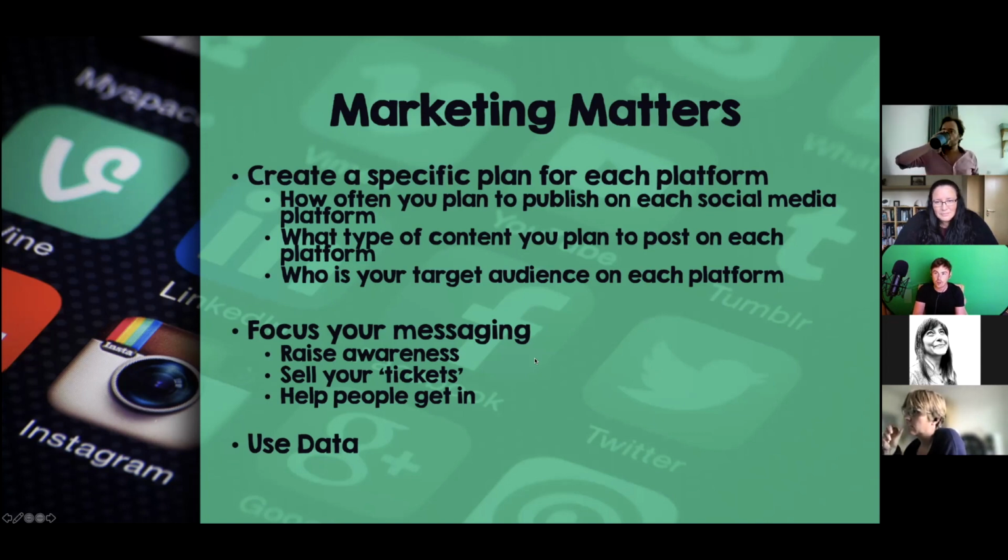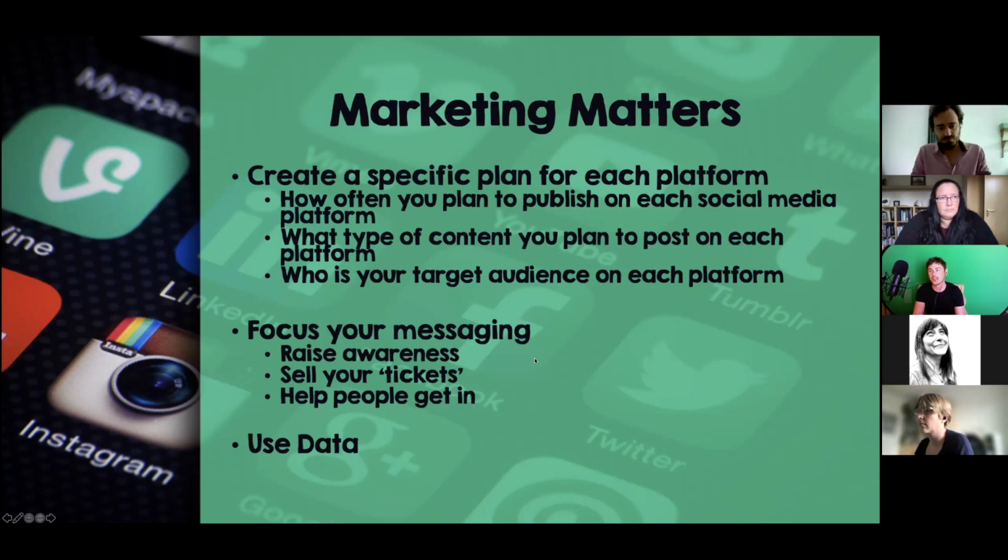Now, when you're coming up with a social media marketing plan, you should really think about lots of things, but in particular, how often you plan to publish on each social media platform based on the best practices for that platform. So Twitter is different from Facebook, which is different from Instagram, which is different from TikTok. You should think about what type of content you plan to post on each platform as well. Once again, the type of content that works best with those audiences is dependent on the platform.